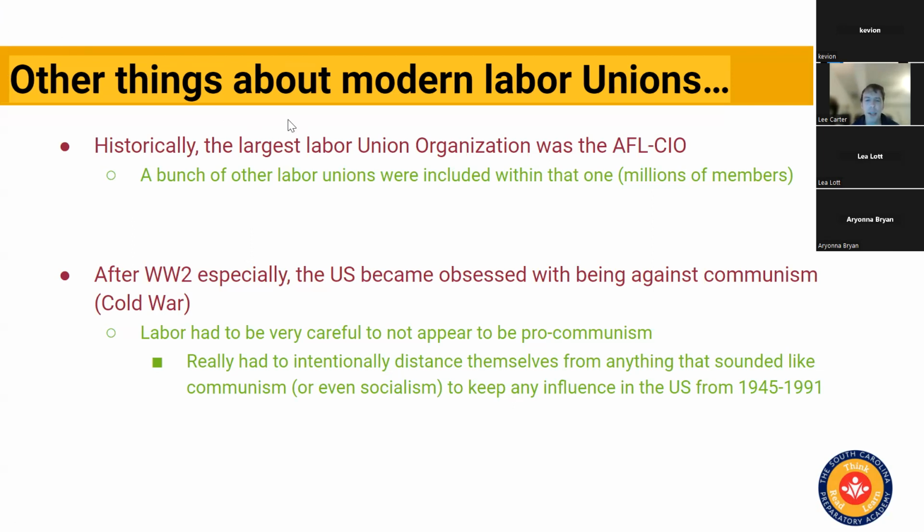All right. So other things about modern labor. So historically, the largest labor union organization was called the AFL, American Federation of Labor, and CIO, which is the something of the industrial organizations, right? And so those are like umbrella organizations with lots of labor unions for people who are like electricians or plumbers or whatever, with millions of members even today, even though there's been a decline in organized labor over time, right?